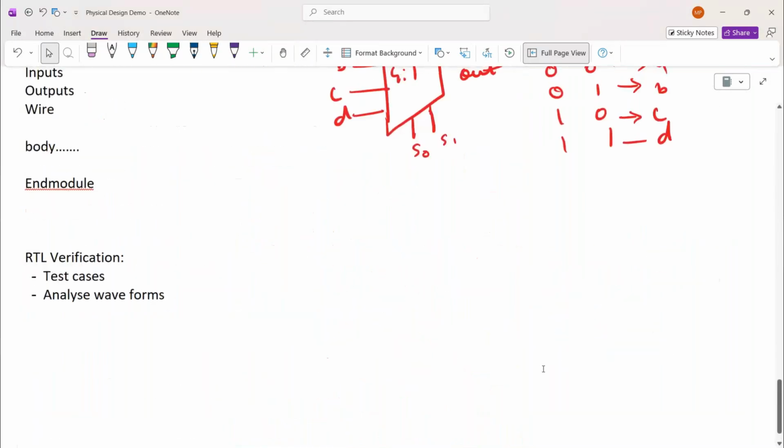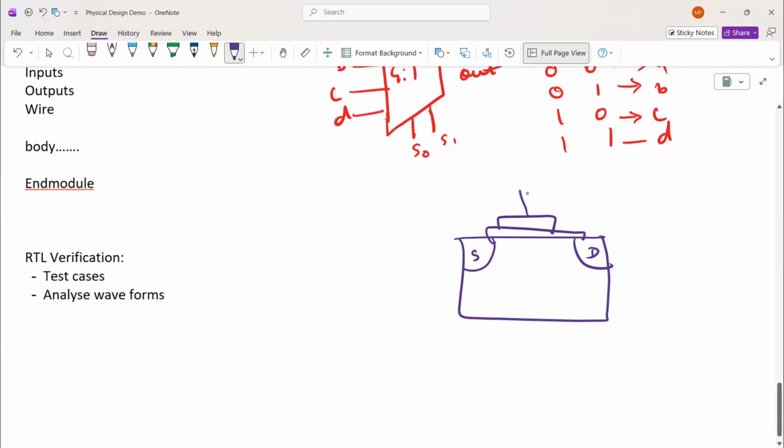We know CMOS, right? I'll roughly draw two things. This is the source, this is the drain. We have the gate also, polysilicon and all those things, but I'm not talking about it. The channel is formed between source and drain. The distance of the channel between source and drain is nothing but your technology node.